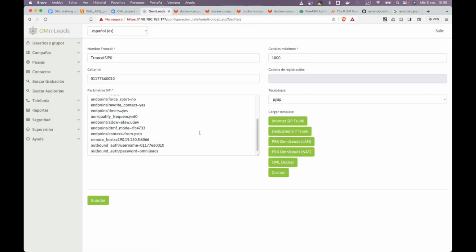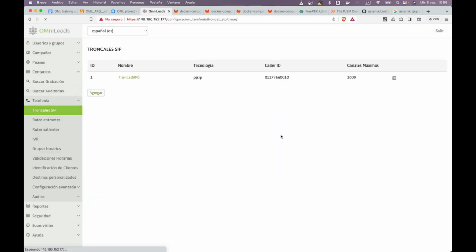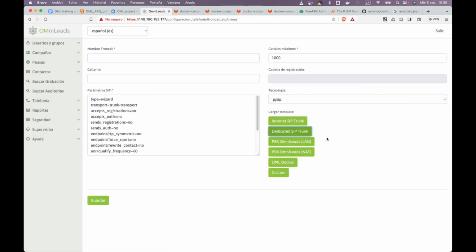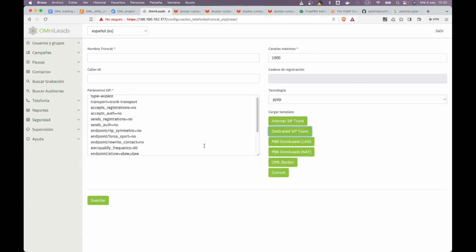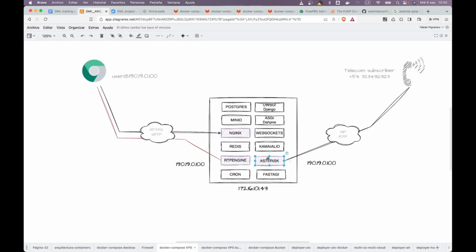Then other types of configuration can be given. For example, we could be talking about a trunk where here are some templates that can facilitate the work a little bit. For example, this one that says dedicated SIP trunk has to do with a SIP trunk where our OMniLeads and the provider's end are authenticated directly by IP addresses. That is, this has a fixed IP address and the provider also, and the provider doesn't require that I send an authentication at the SIP level.